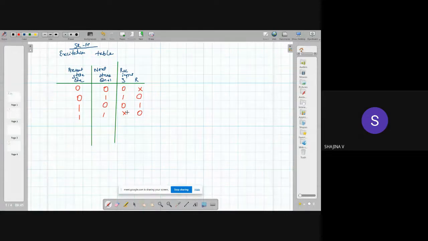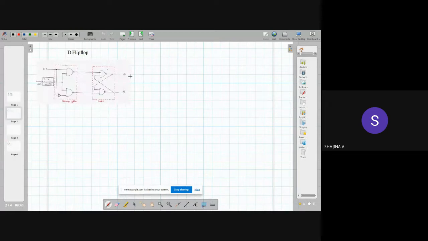Okay. For any explanation needed, otherwise we can go to the next type of flip-flop. So next is the D flip-flop. This is the basic structure of the D flip-flop. You can see it is similar to the SR flip-flop. The only difference is that for the D flip-flop we require only a single input, that is represented by D.